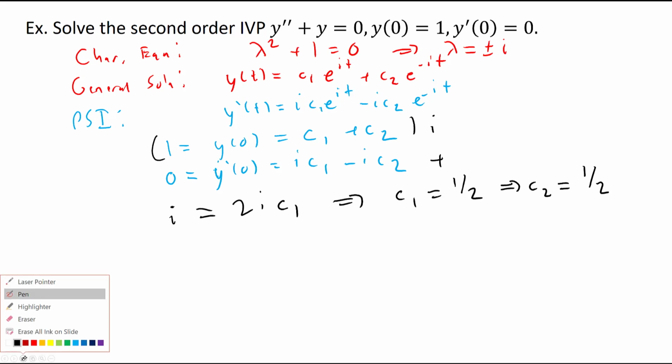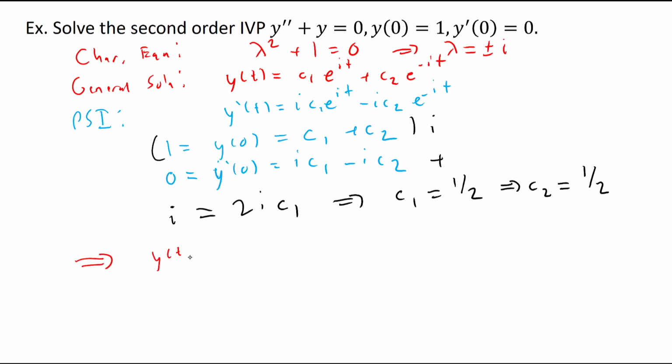If we plug this result into our formula for the general solution, we obtain a particular solution to this initial value problem, which is 1/2 e to the it plus 1/2 e to the negative it. And factoring out that 1/2 and using our trig identities, we can see that this is just equal to cosine t. And voila, from something imaginary, something real comes.